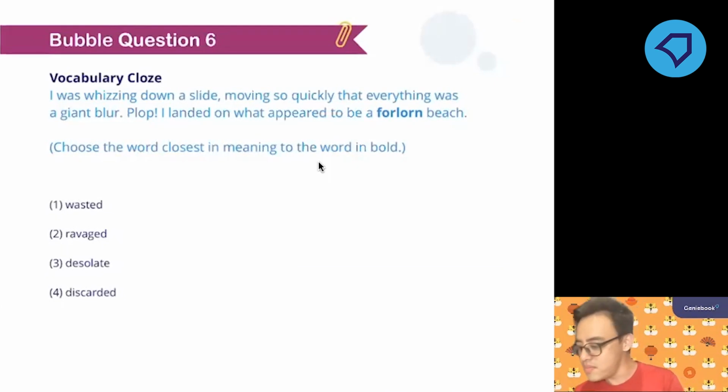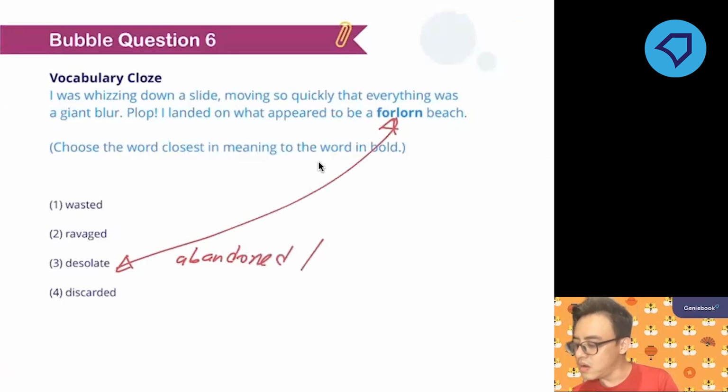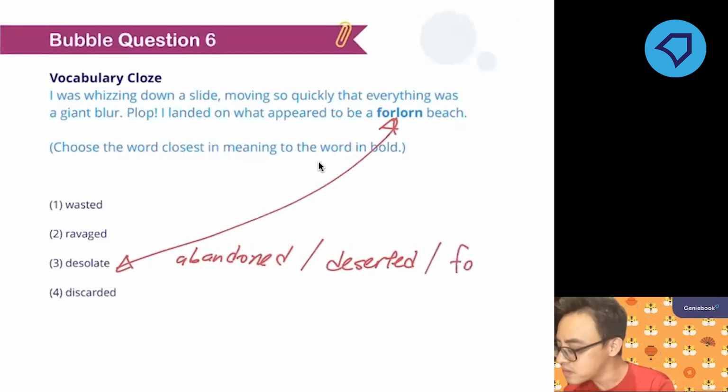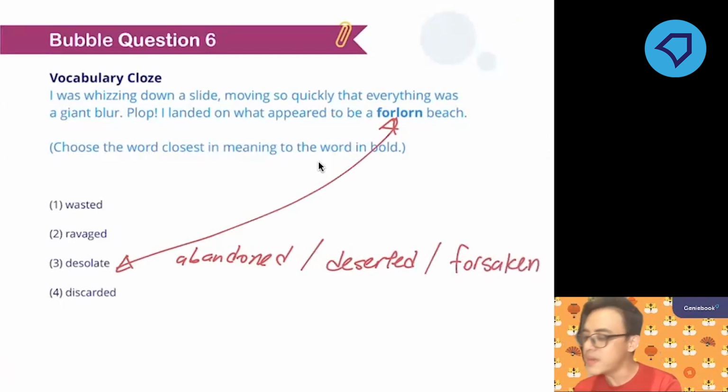Forlorn has the same meaning as desolate. Desolate and forlorn mean the same thing. They mean kind of abandoned, or deserted. So if a place is abandoned or deserted, it's forlorn. Discarded means to be thrown away, so the beach cannot be discarded. Forsaken. Very good, Ryan. Forsaken is really the most accurate word, actually. So if a place is forlorn, it's forsaken, it's desolate. Nobody wants to live at that place. And this beach is desolate.